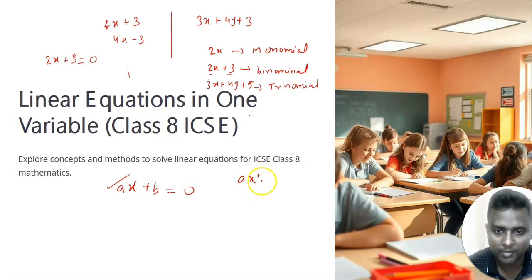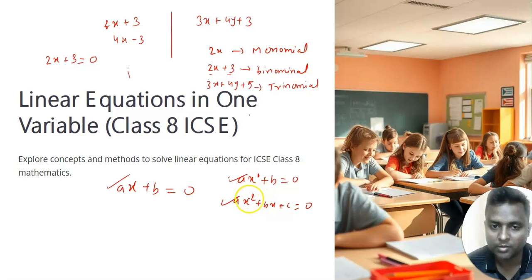So I'm writing here ax plus b. Look at this, ax plus b is equal to 0. If the variable's power is 1, that is the reason it is a linear equation. Okay, when we write any ax square plus bx plus c, we call it a quadratic equation because its variable's power is 2. In this topic, we will discuss only linear equation in one variable. We will take some examples of how to solve these questions.